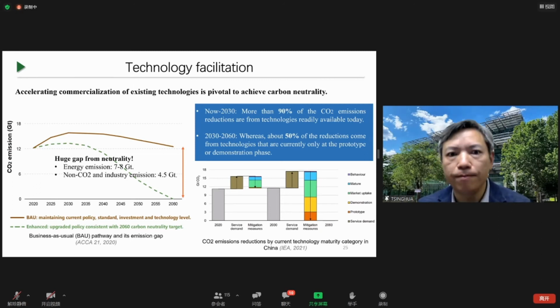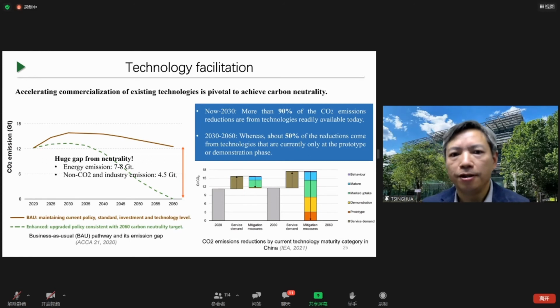If we follow the business as usual pathway, maintaining the same level of policy, standards, investment, and technology level, we will drop into a huge gap from achieving neutrality in 2060. The energy emission gap will be 7 to 8 gigatons, while non-CO2 and industrial emission will be 4.5 gigatons.